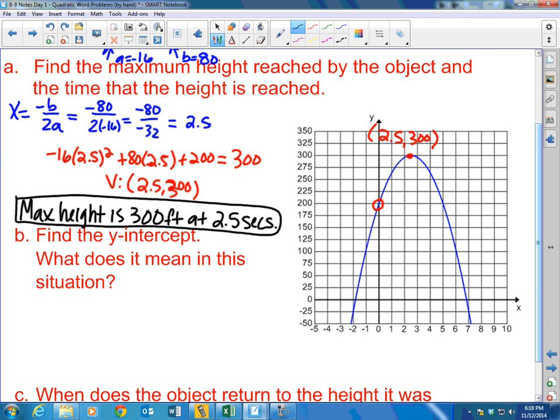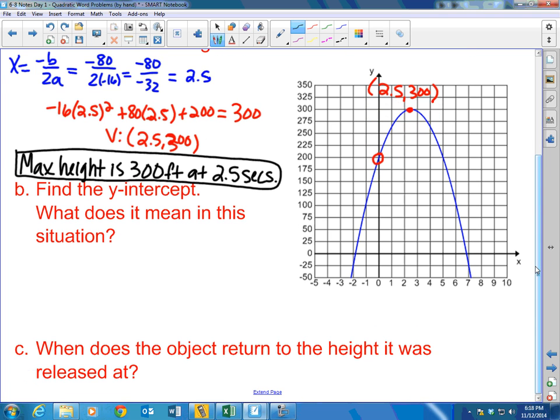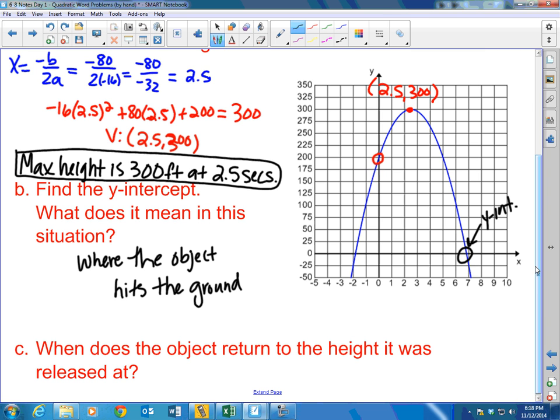This one says find the y-intercept, and what does it mean in this situation? The y-intercept means it's where it crosses the y-axis. So right here is the y-intercept. Okay, what does it mean? It's where the object hits the ground. And obviously at the ground, the height is 0. So it's where the object's height is also 0.